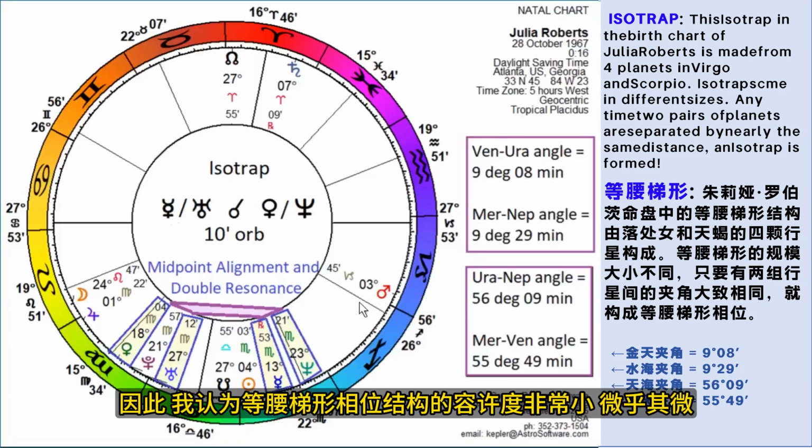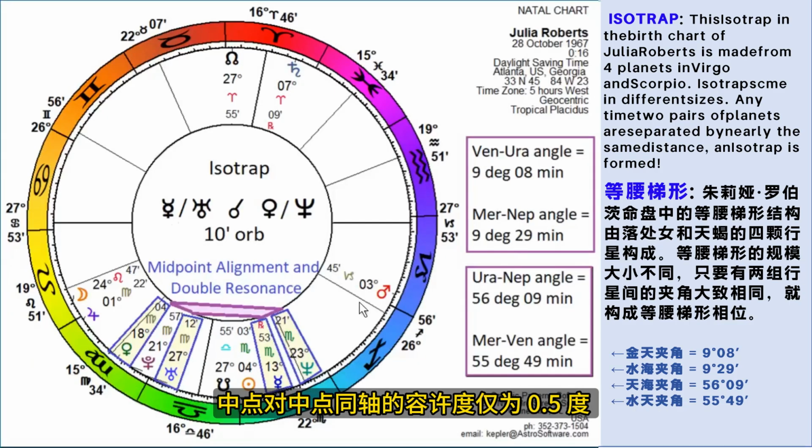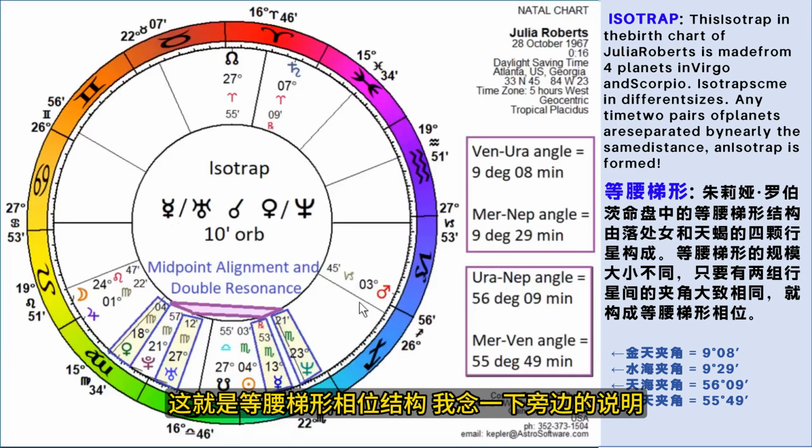I believe that the orbs for isotraps are very small. They might be as small as only a half a degree for the midpoint to midpoint alignment, which is a 1 degree difference in the angular distances between the pairs of planets. Okay, so that is the isotrap.